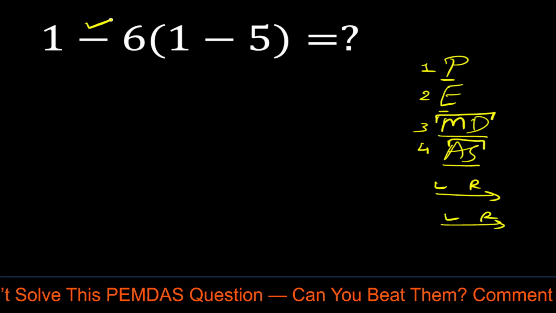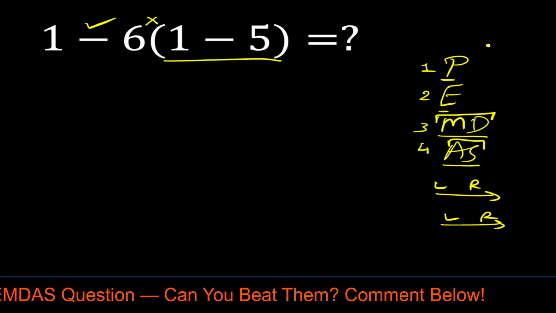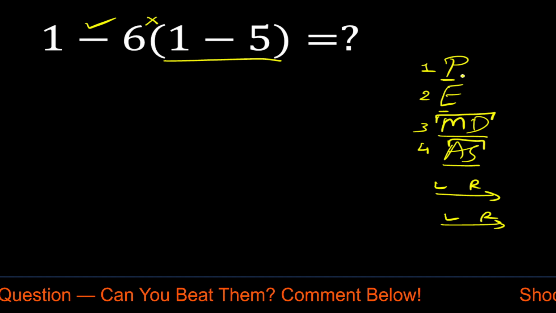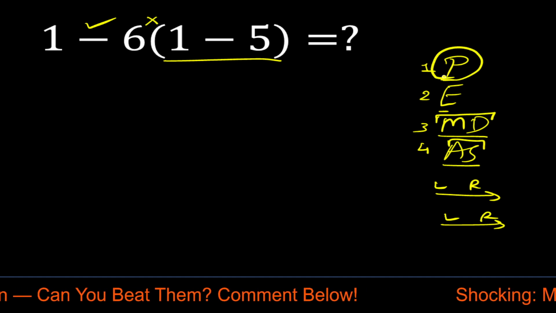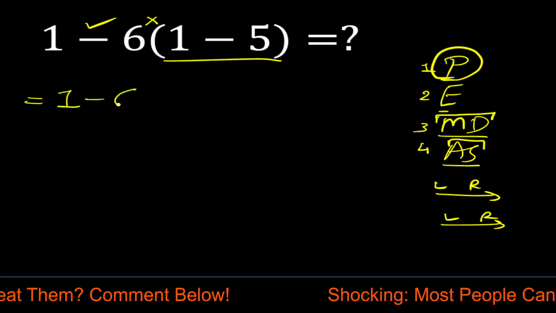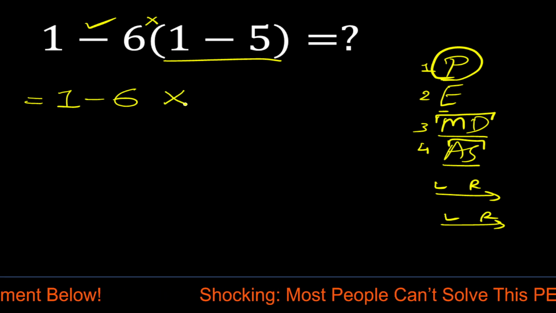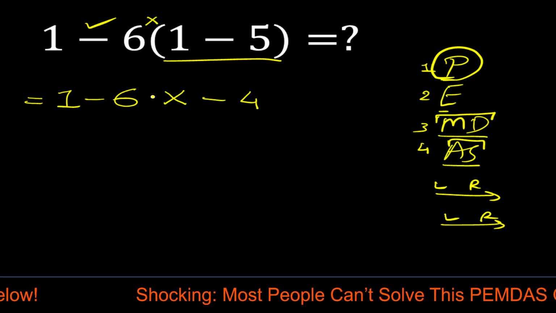So in this question here we have subtraction, here multiplication, and here parenthesis, right? So according to the PEMDAS rule, first we have to solve parenthesis. So now 1 minus 6. Now solve this parenthesis first. 1 minus 5 is equal to minus 4. So times minus 4, right?